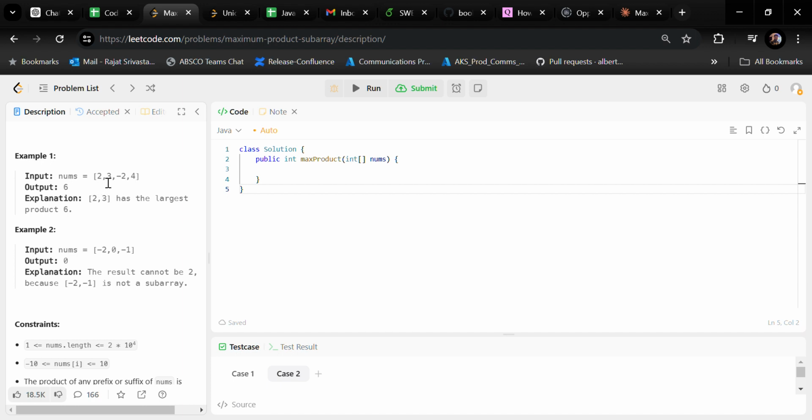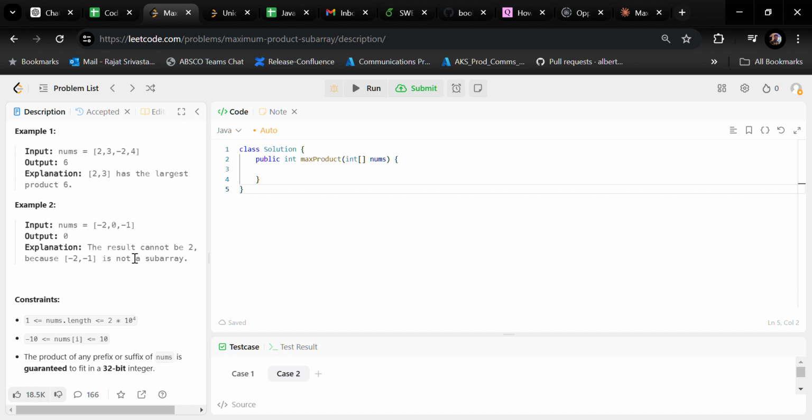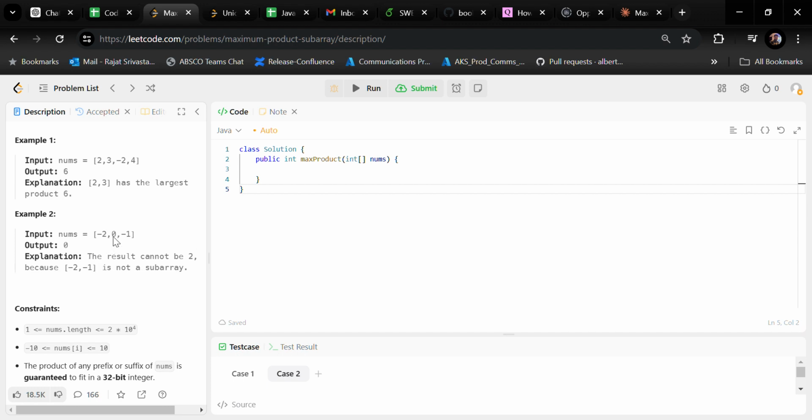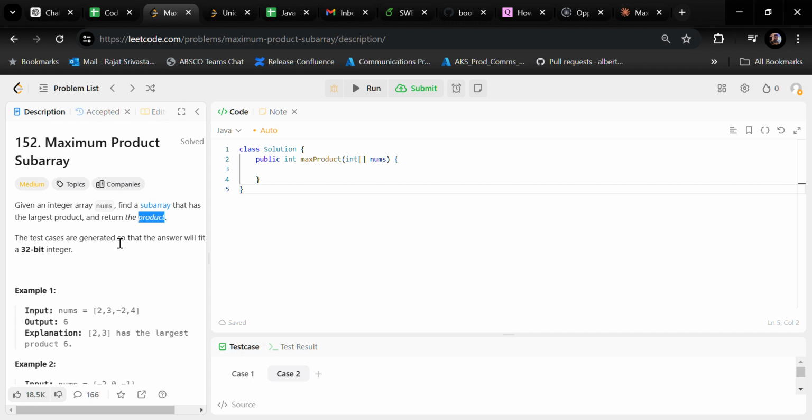We cannot multiply 2 3 and 4. We have to form a contiguous subarray. Here it is 6, which is 2 into 3. So that is the output, and we cannot consider 0, because in a contiguous subarray the result cannot be 2, because -2 and -1 is not a contiguous subarray. So this is just the maximum product subarray problem.